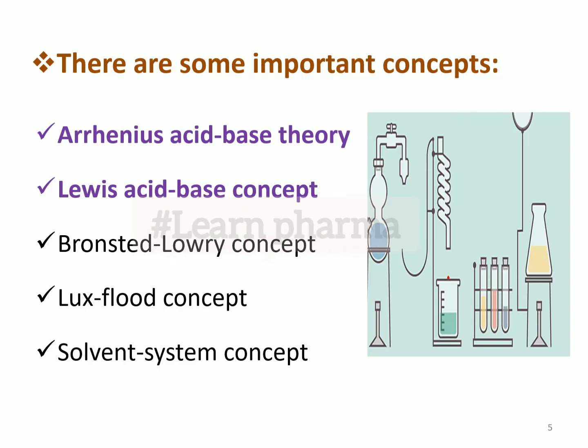There are some important concepts of acid-base theory. One is Arrhenius acid-base theory, Lewis acid-base theory, Bronsted-Lowry concept, Lux-Flood concept, and solvent system concept. Johannes Bronsted, a Danish chemist, and Thomas Lowry, an English chemist, proposed a new definition for acids and bases. According to them, an acid is a substance that donates a proton, that is, a hydrogen ion. A base is a substance that accepts the proton.